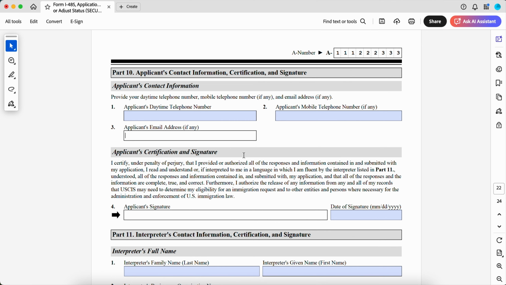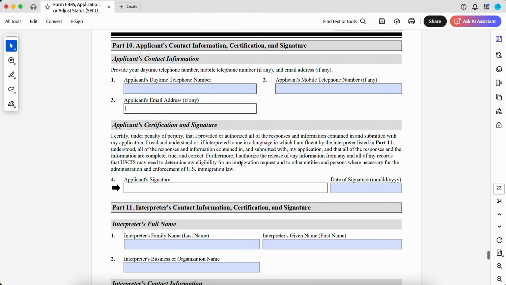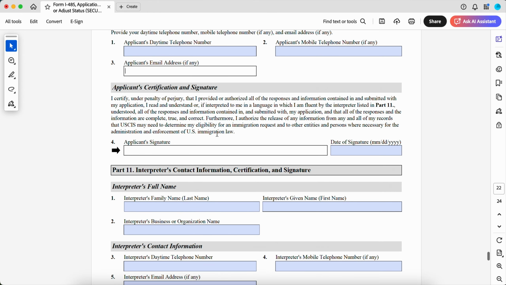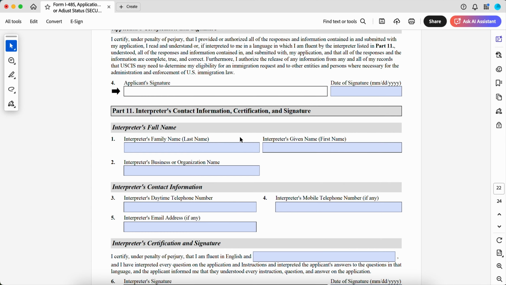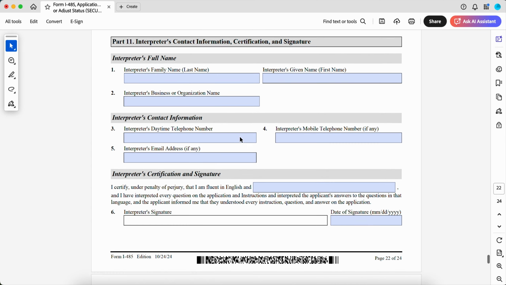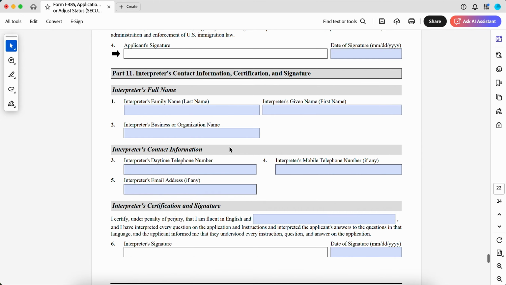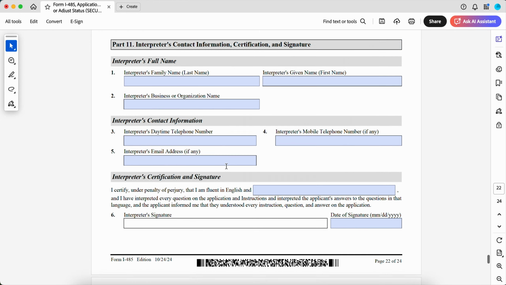Then you have to print out the whole application, and when you print it out, you have to do your signature in the black ink on the paper. It has to be handwritten, and the date of signature, I would recommend it to be handwritten too. If you use the interpreter to help you to fill out the form, you have to write your interpreter's information here. After you filled out part 10 and possibly part 11, you go to part 12 and you write your full name and contact information.